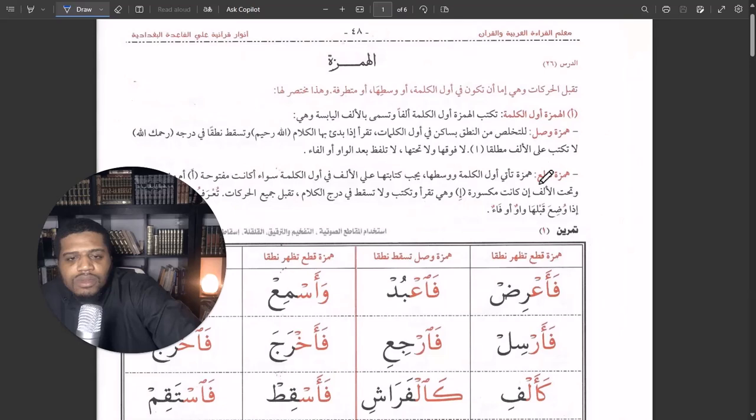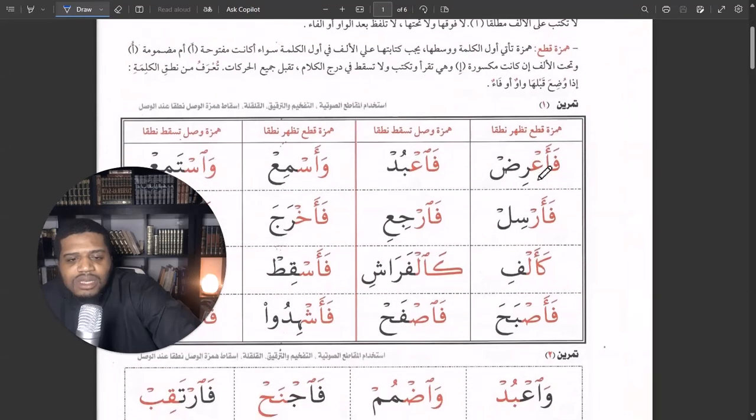So if we look at this first example here, we have the word fa'a'rid. Here we can clearly see this is Hamzatul Qata', okay, because the Hamza is clearly written on it. And what's on top of the Hamza? A fatha. So we say fa'a, okay, fa'a, and then we go to the ain, fa'a, because it's a sukoon in the ain, we stop the ain, fa'a'rid.